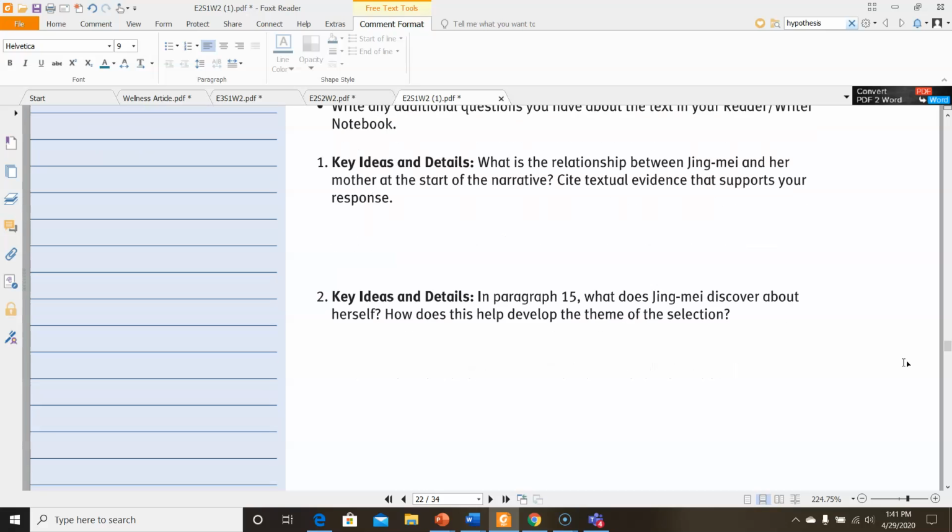For number 2, it says, in paragraph 15, what does Jing Mei discover about herself, and how does this help develop the theme of the selection? So you have a few things you're looking for here. One, you have to determine the theme of the selection. What is the author trying to tell you through the message of the story? Then you have to look at paragraph 15 and figure out what Jing Mei discovers about herself. That's the main character. And then you have to answer, how does her discovery that you'll be describing help the theme that you discovered?